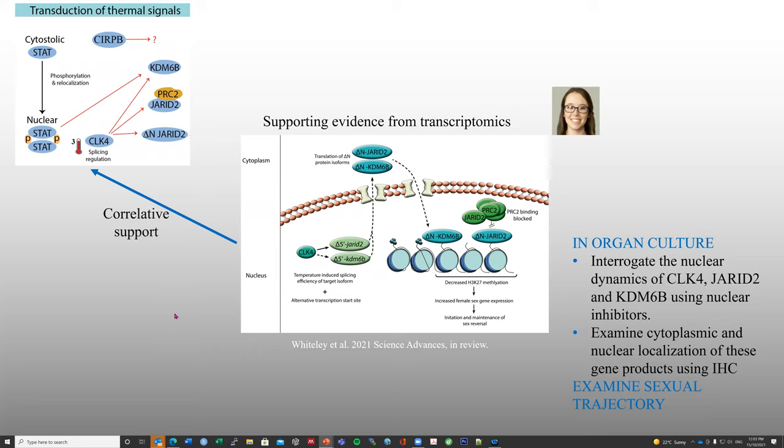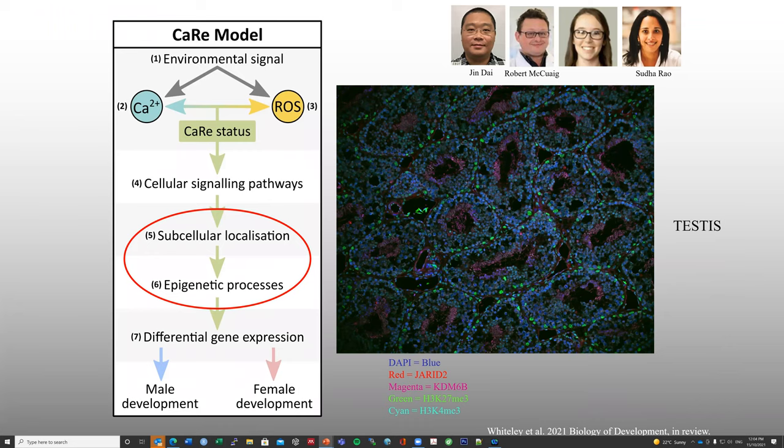Now, in organ culture, what we're going to do, and we've got the tools for doing this, again brought in from the human cancer research, is interrogate the nuclear dynamics of CLK4 and KDM6B using nuclear inhibitors that have been developed by Sudarao's team in a cancer context. We're also going to be able to examine the cytoplasmic and nuclear localization of these gene products using IHC, immunohistochemistry histology. And one of the remarkable things, for me at least, is that the antibodies that are being used routinely in cancer research in humans also work in our dragon lizard. That's how conserved these systems are that we're working with.